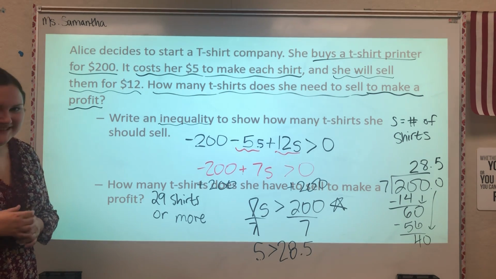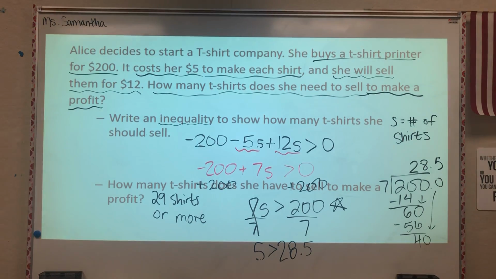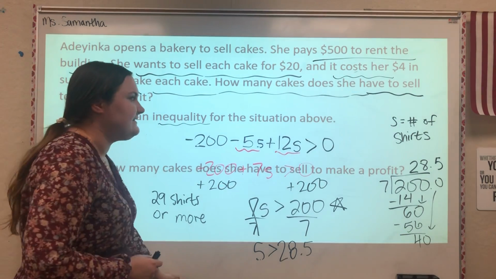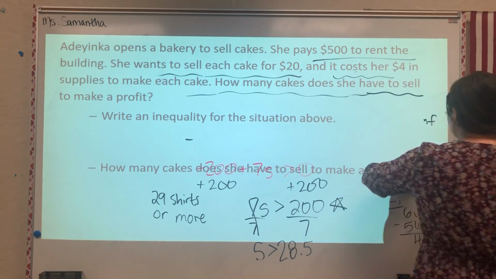Hopefully this problem makes a little more sense now. So this is my example. You've got one to try yourself. That is fairly similar. I'll go ahead and erase all this.